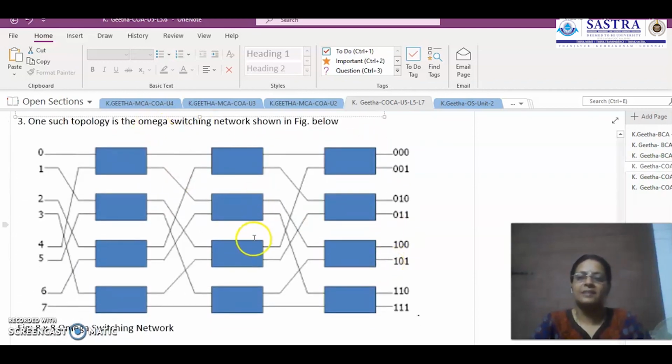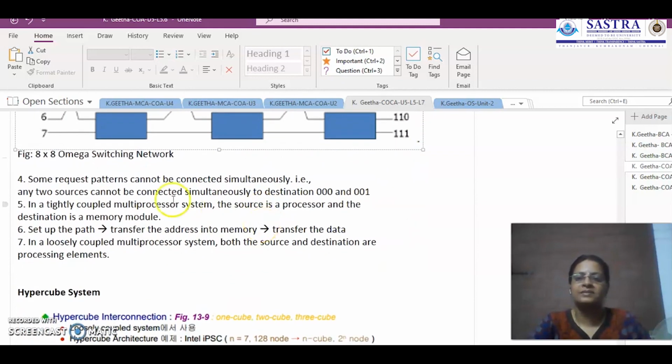So this is another example of a crossbar switch, which is also called an 8 by 8 omega switch network. So we can just traverse like this. If it is 000, all the 0 levels will be connected, and similarly if it is 111, all at the 1 level will be interconnected, and we can generate all the other combinations by providing the appropriate cross connections. So some request patterns cannot be connected simultaneously. That means any two sources cannot be connected simultaneously to the same destination.